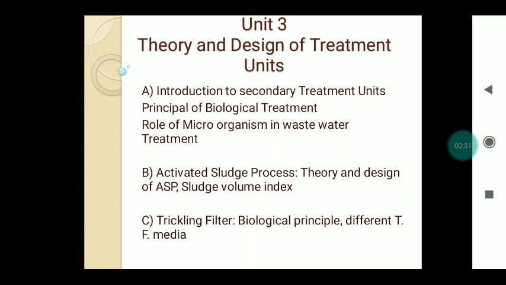In the first part we discuss the introduction to the secondary treatment units, in which the principle of biological treatment and the role of microorganisms in the wastewater treatment process. In the second part, the activated sludge process, in which we discuss the theory and design of the activated sludge process and also the sludge volume index. In the third part we study the trickling filter, in which the biological principle and the different trickling filter media used for the treatment process. So let us discuss the third unit.